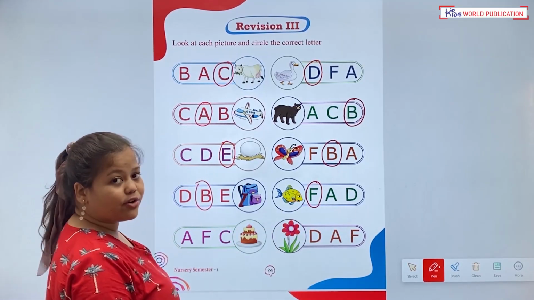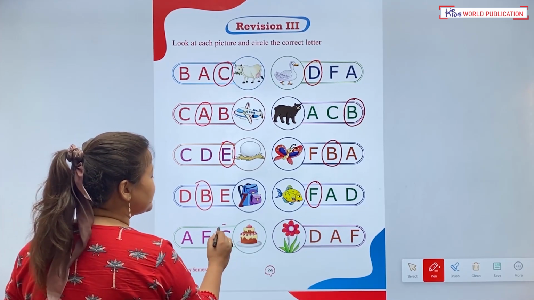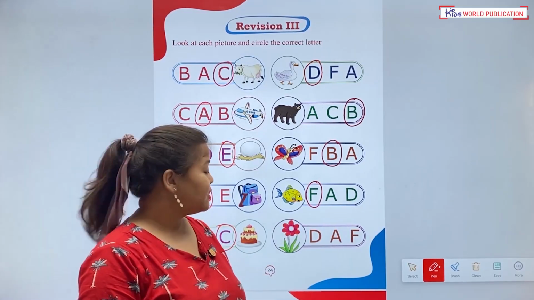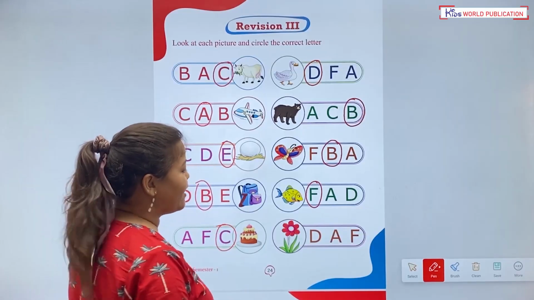This is the picture of cake. A, F, C. The right answer is C. This is the picture of flower. D, A, F. The right answer is F.